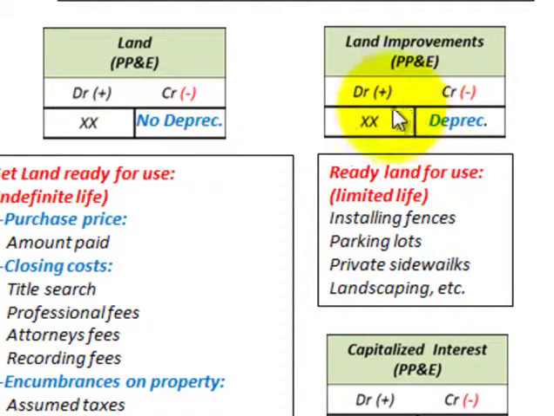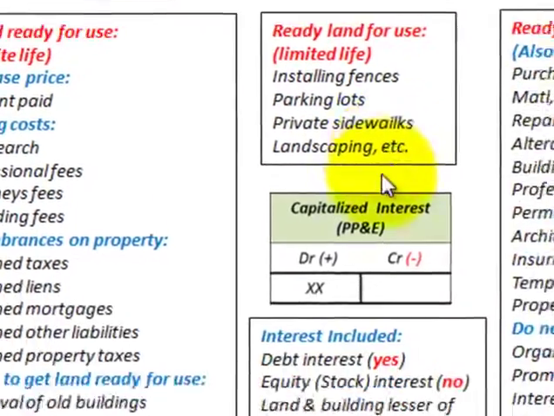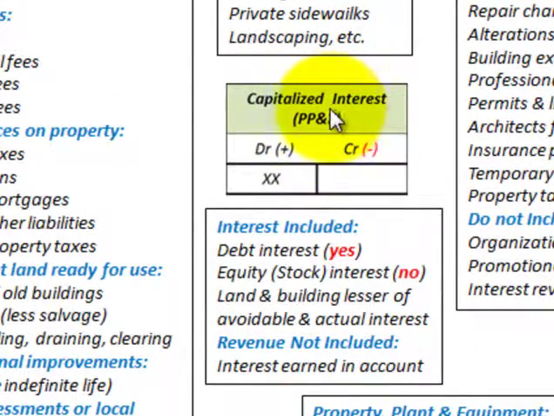Now going up and looking at our land improvements, we break that out separate from our land because these things have limited life. To get the land ready for use, that would be installing fences, parking lots, private sidewalks, landscaping, and so forth. And then we have our account for capitalized interest.